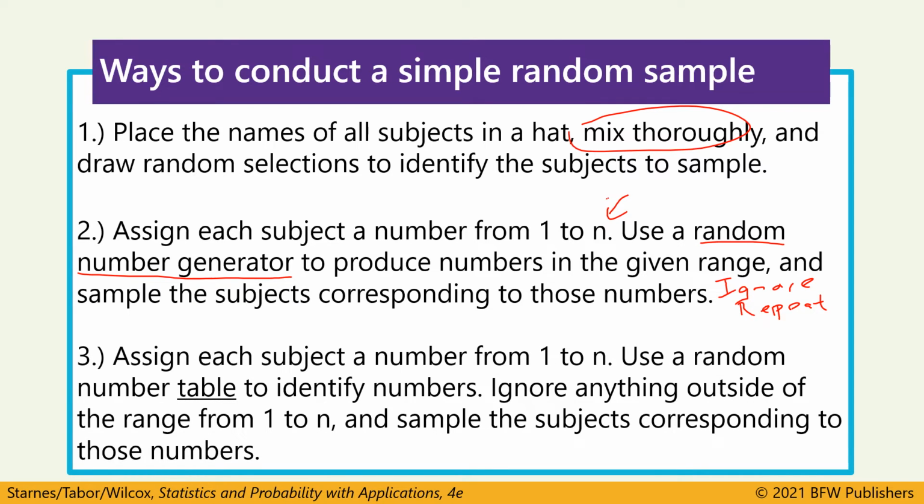All right, and then option 3, we're going to start off that same way, number them from 1 to n again, but this time instead of using a random number generator, we're going to use a random number table, which is just a string of random numbers. Anything that's outside of that range, if it's 1 to 100, and we end up with 207, that's outside the range, we just ignore it. All right. In the end, we'll sample those subjects corresponding to the numbers that the table produced.